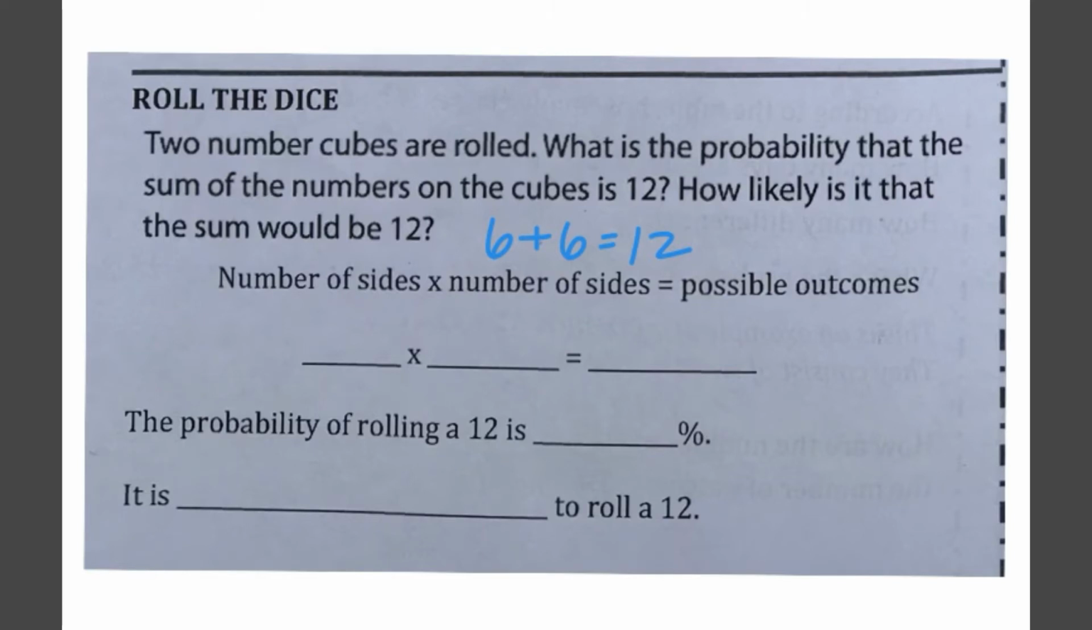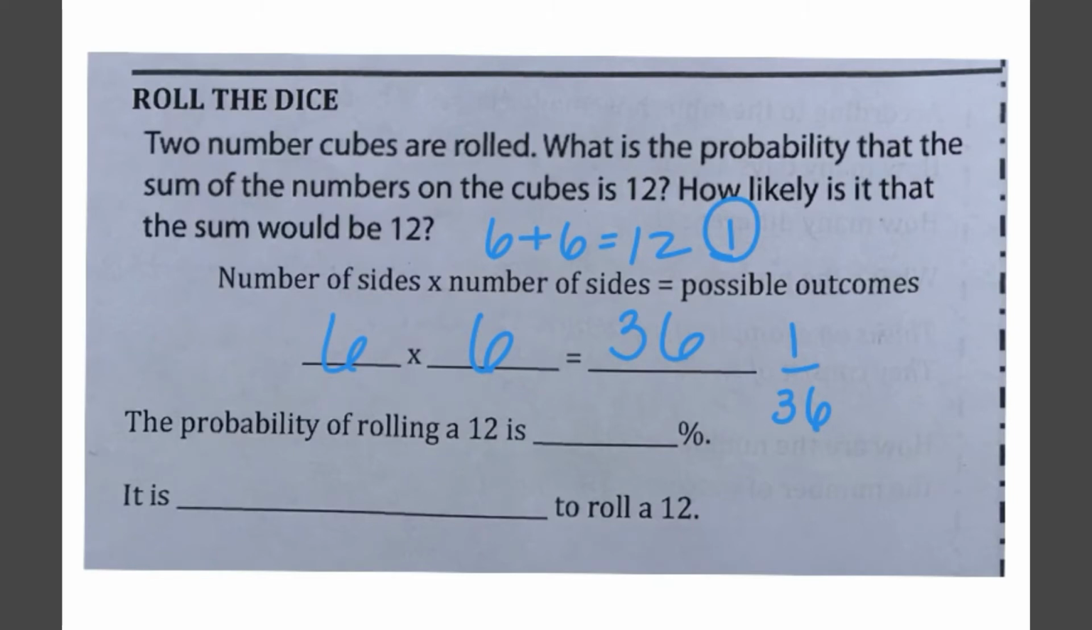So we're looking at how many different ways can we roll the dice. There's 6 different numbers on the dice for both. 6 times 6 is 36. So there's one way we can roll that 12. So that's 1 out of 36. So let's divide by 36.